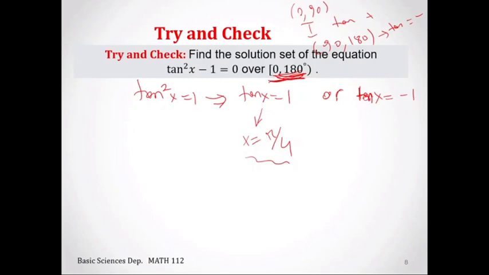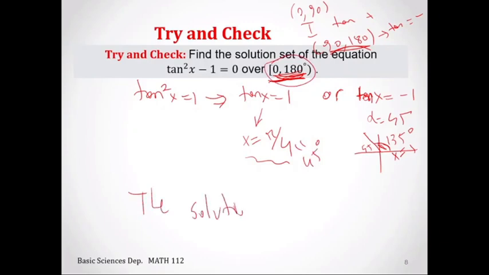And tangent x equal to minus 1 means the reference angle will be 45, and it will be between 90 and 180. So 45 will be here, so the solution will be x equal to 135. Since it's given in degrees, we can write the solution set in degrees. So the solution set is 45 degrees and 135 degrees.